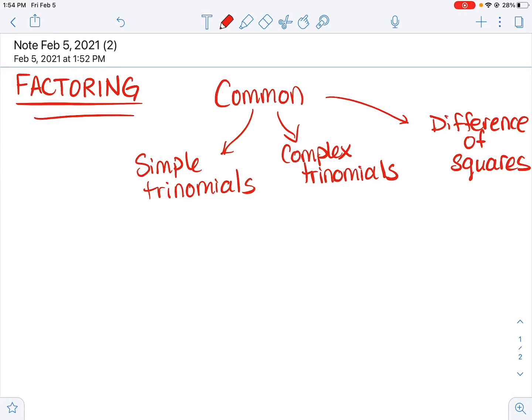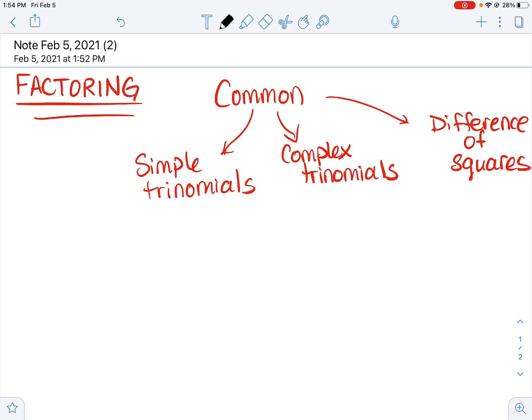Okay, factoring. This is a review of how to factor different quadratic functions. We're talking degree 2 kind of equations. So we always check for common factoring first. That's the best idea. Then check out all these other forms. Maybe it's a simple trinomial, complex trinomial, or a difference of squares.